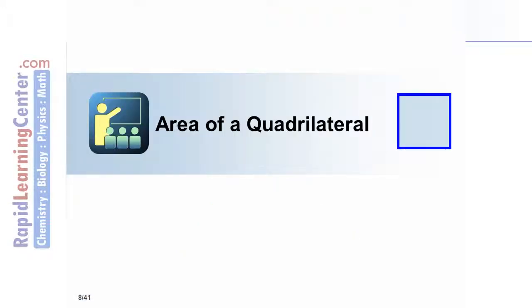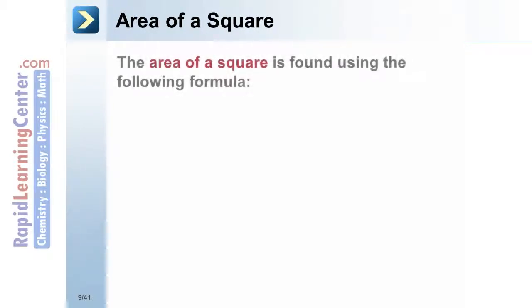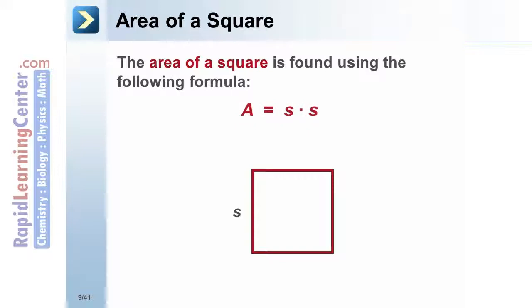The next section will discuss the area of a quadrilateral. Area of a square. The area of a square is found using the following formula. A equals S times S, where S is the length of the side of the square.